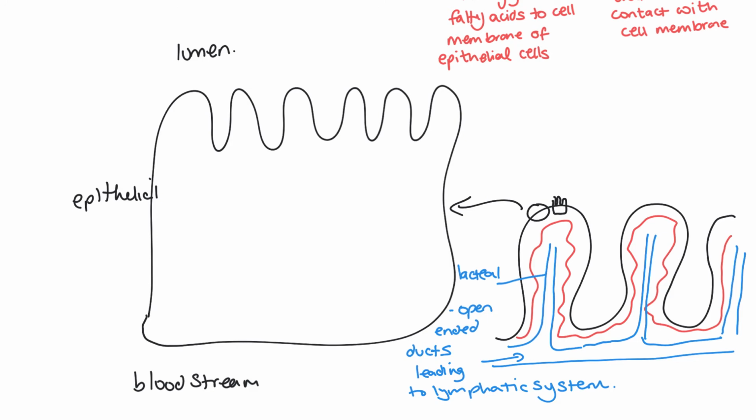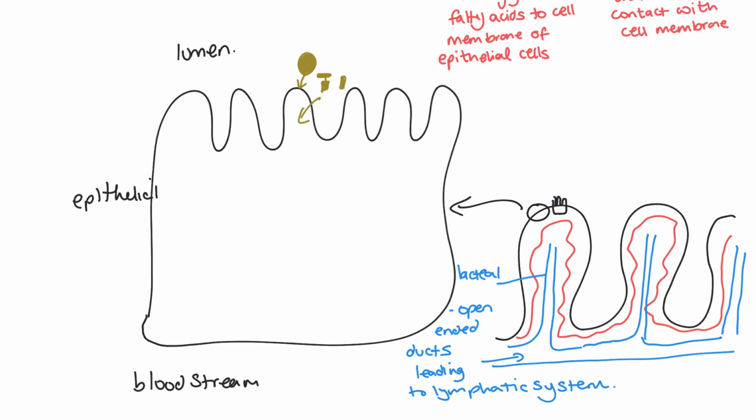So the micelle transports the monoglycerides and the fatty acids towards the cell membrane of the epithelial cell. And when it arrives at the cell membrane, the micelle breaks down, and as it breaks down, it releases the monoglycerides and the fatty acids. And we know that monoglycerides and fatty acids are non-polar. This means that they can diffuse directly via simple diffusion across the cell membrane into the epithelial cell.